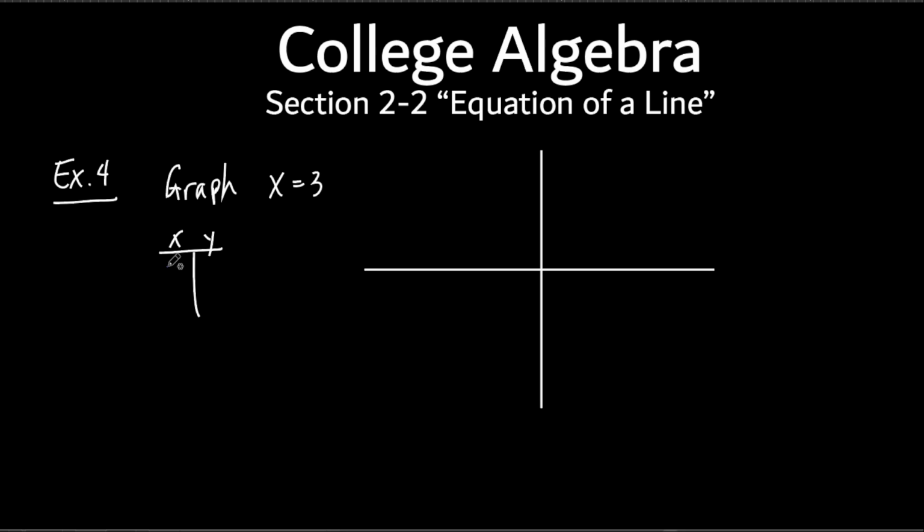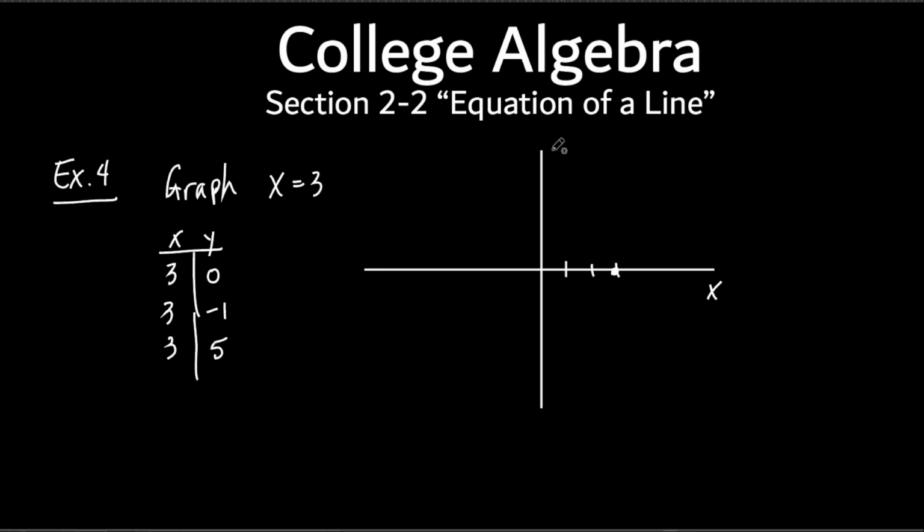3. That's right. No matter what the Y is, it doesn't matter what the Y is, the X is always going to be 3. So I could put any values of Y in here. I could put a 0 here. I could put a negative in here. I could put a positive in here. It doesn't matter what the Y is, the X is always going to be 3. So you're going to come over here on the X-axis, and you're going to put a little dot right at 3.